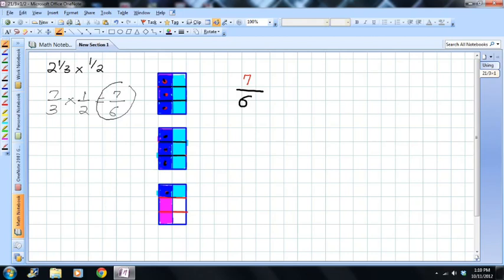Now we can also rewrite this 7 over 6 as a mixed number. That's actually an improper fraction. So to rewrite 7 over 6 as a mixed number, it's going to be 1 1/6. Well, how can I show 1 1/6 with this model that I have over here? What I'm going to have to do is take some of these overlapping sections and rearrange them a little bit.